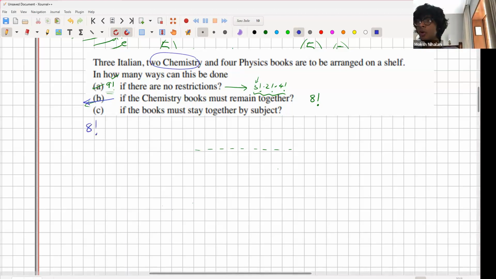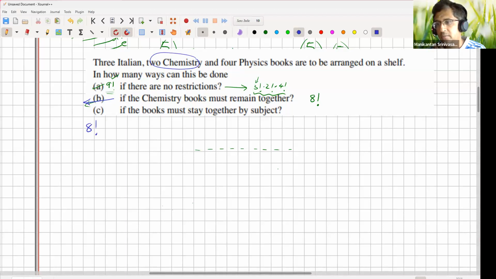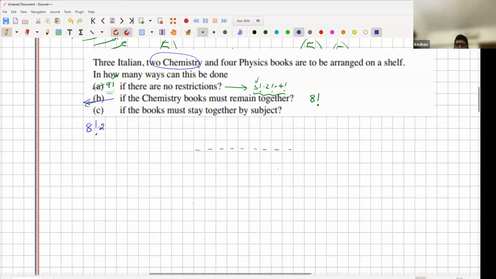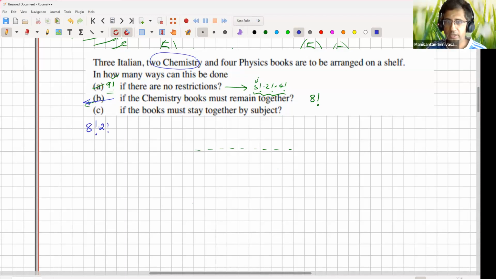But Keshav forgot to arrange the books inside that block. It can be the first chemistry book first and the second chemistry book second, or second first and another second. How do you correct it? You have to multiply by 2 factorial. Yeah, I understood that as he started explaining. Yeah, that's exactly it, one small thing you were missing.